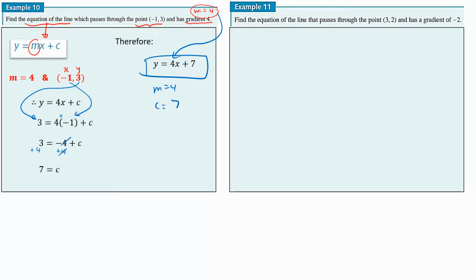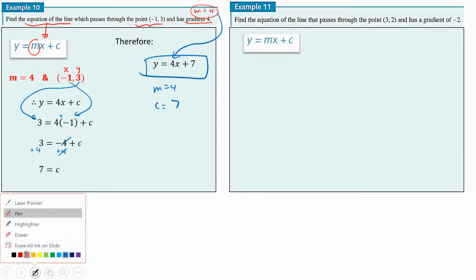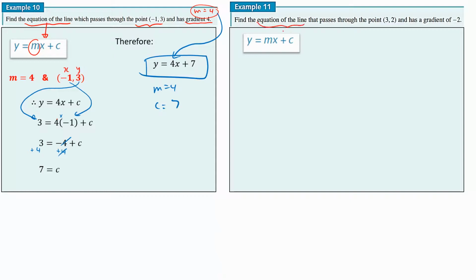Okay, I'm going to do the same thing for example 11. So let's have a look. Find the equation of the line. Same thing again, for the equation of the line, always use y equals mx plus c. It passes through 3, 2. So wherever 3, 2 is, this is 3, let's say 2 is here, so this is your coordinate, 3, 2. There's a line that passes through that, so it could be like that. This could be my line. I don't know which one it is, okay?